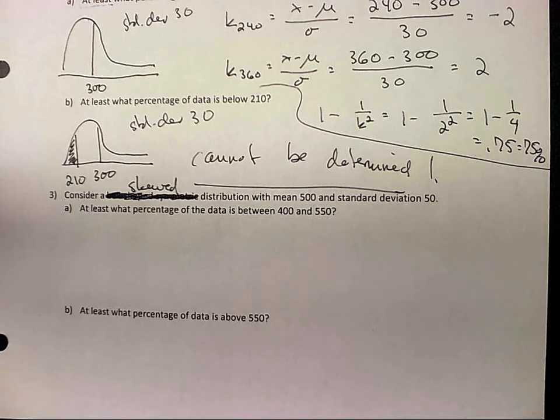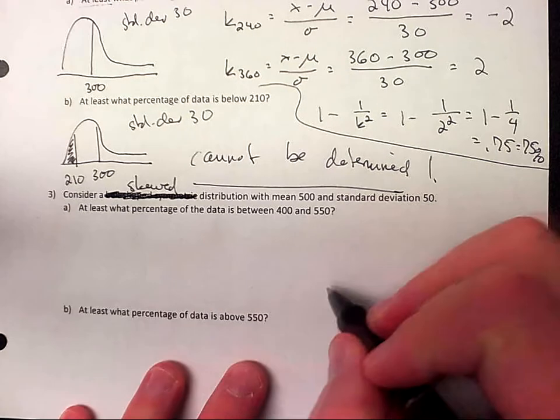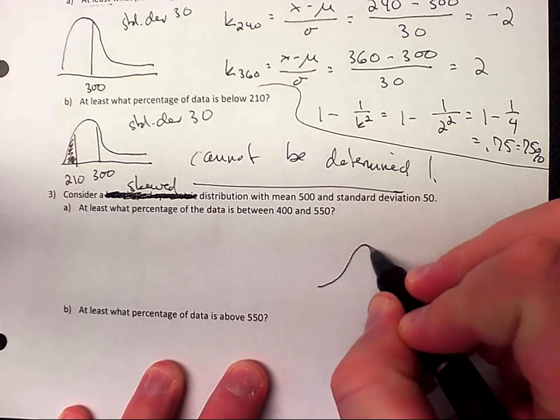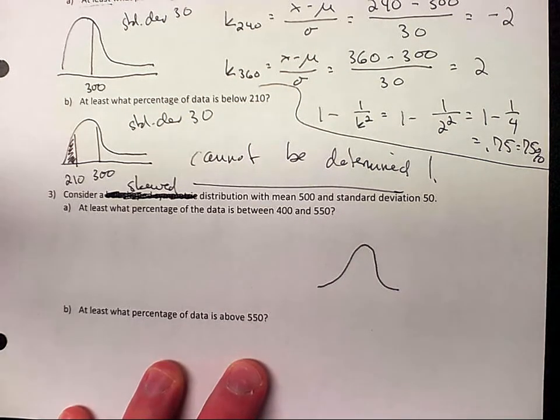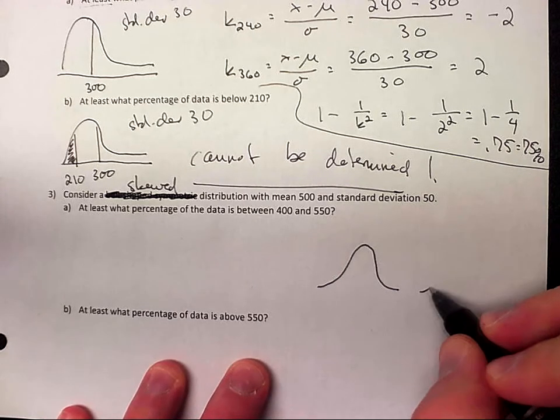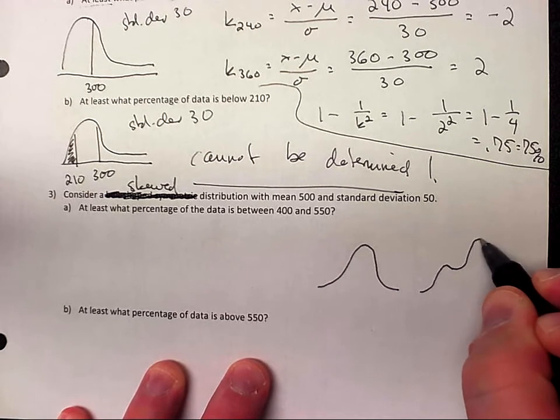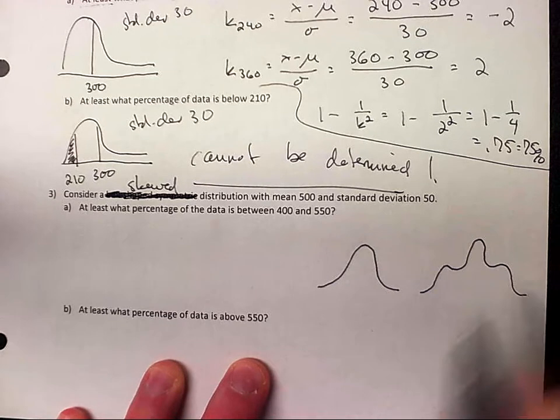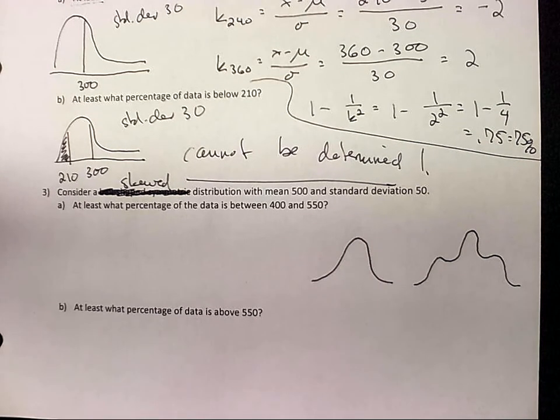Good. You don't know, right? If you just have one mode, you most certainly could have a bell-shaped and symmetric distribution. But if you just have one mode, you could have a distribution that looks like this. So if you only have one mode, you don't know which one of these you have.